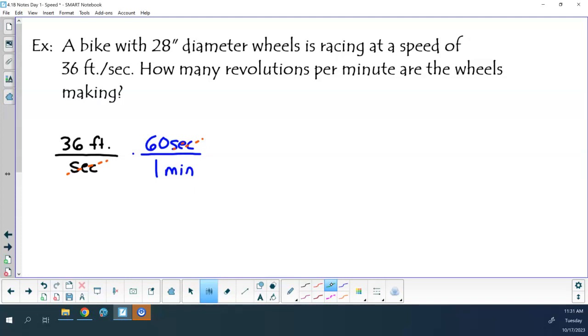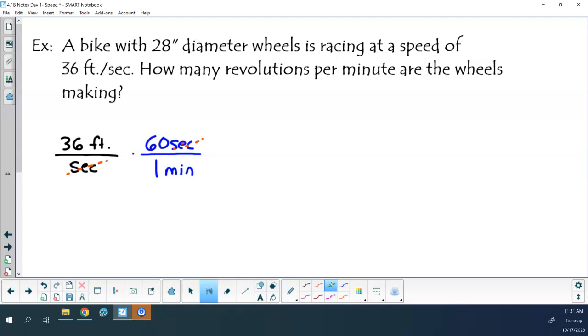Need to get to revolutions. The speed chart says, what is the conversion that I'm going to use? What do we got? We've got to get to radians, or no, we have to get to revolutions per minute. So we've got to go into radians, right? Okay. But what is my radius?